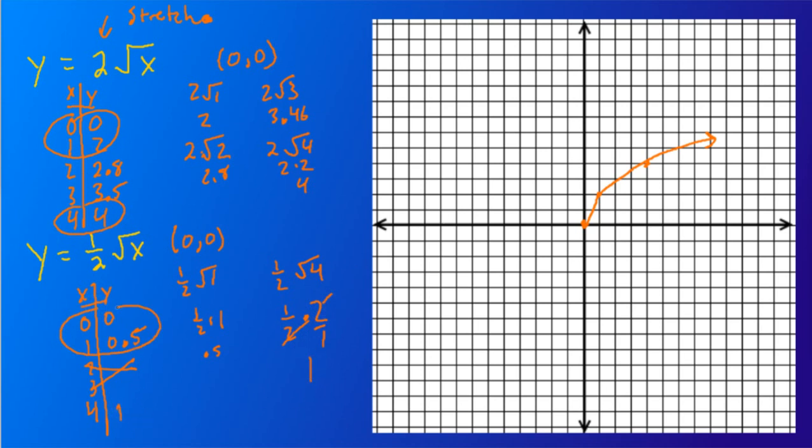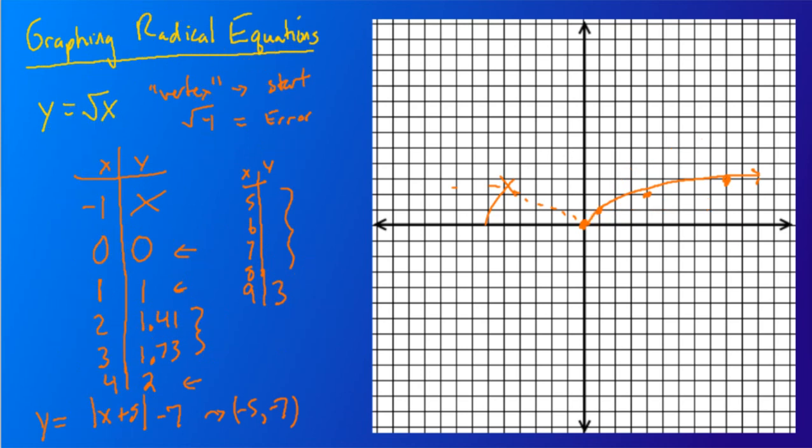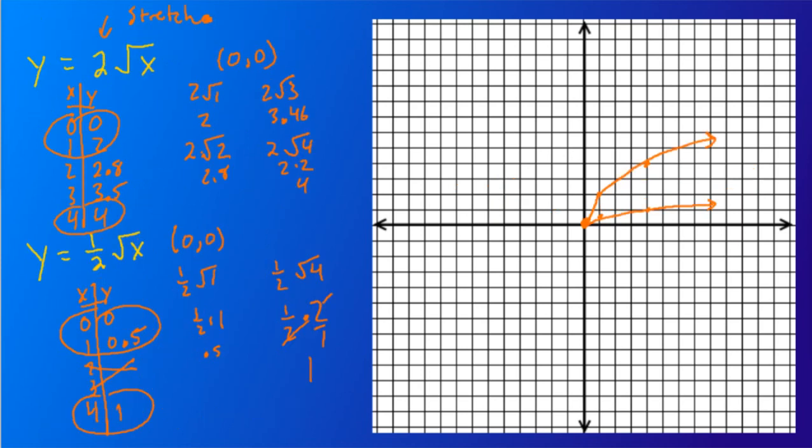So I'll graph these 2 points and this point. So 0, 0, that's right here. 1 and a half, that's like right here. And then 4, 1, that's right here. And notice it's very smushed. In fact, if I compare it to the original graph, it looks like it's half as tall. Oop, I want this one.